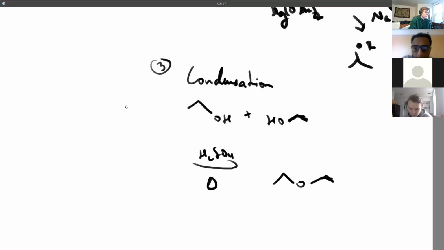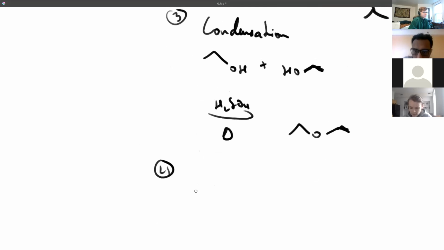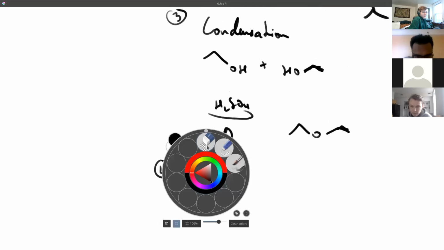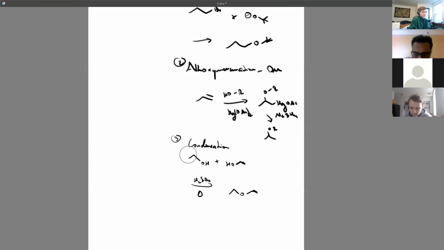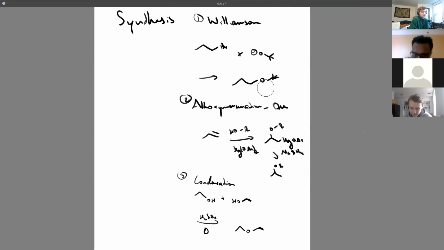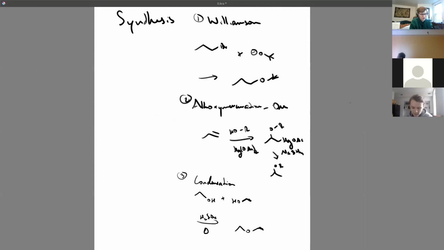Okay, can you guys think of any others? No? Yeah, I can't either. I think that's it, right? There's 3 different ways of doing it. So you could do Williamson ether synthesis, you could do alkoxymercuration-demercuration, and you could do a condensation reaction. And I think that's pretty much it.